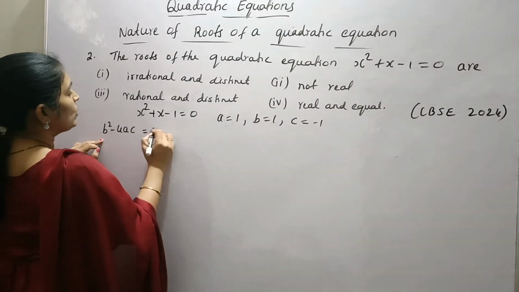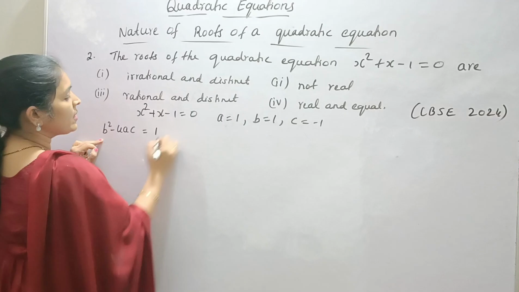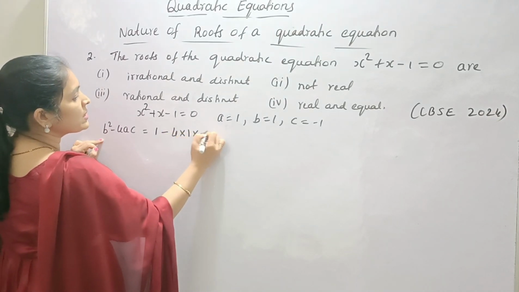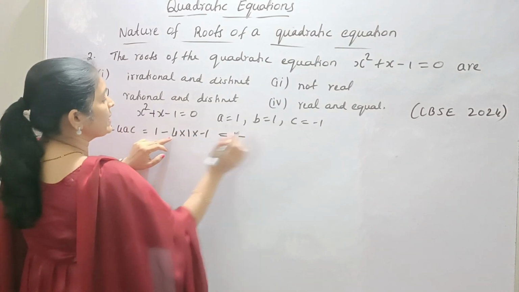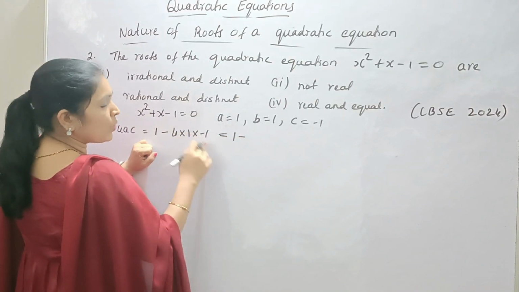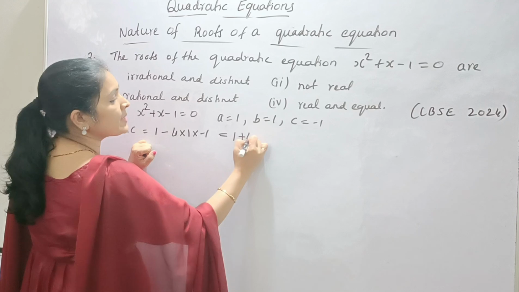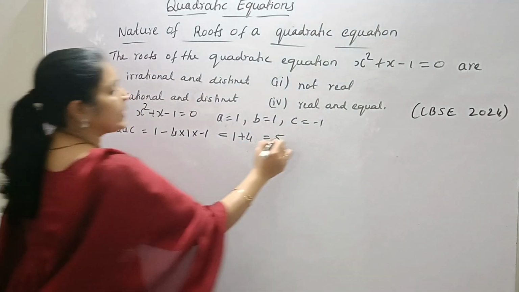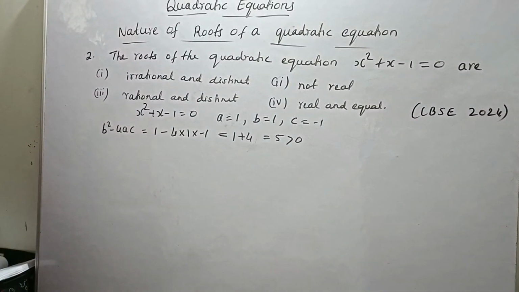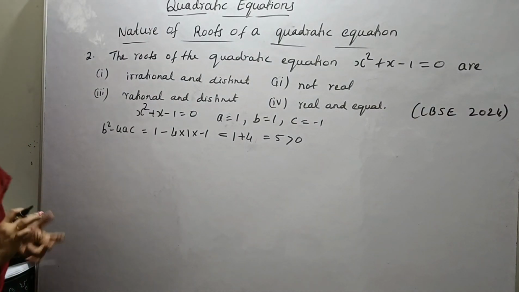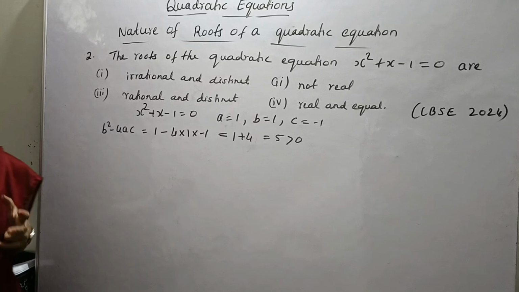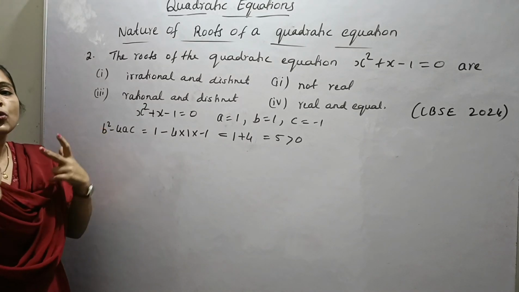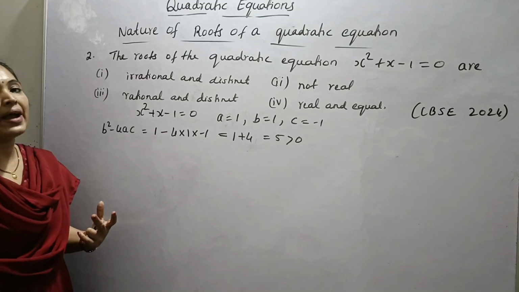That is equal to b square, 1 square, minus 4 into a into c. That is equal to 1 minus 4 into 1 into minus 1, that is 1 minus of minus 4, so 1 plus 4. That is equal to 5, greater than 0. So here we have got b square minus 4ac greater than 0. Therefore, the given quadratic equation has real and distinct roots.